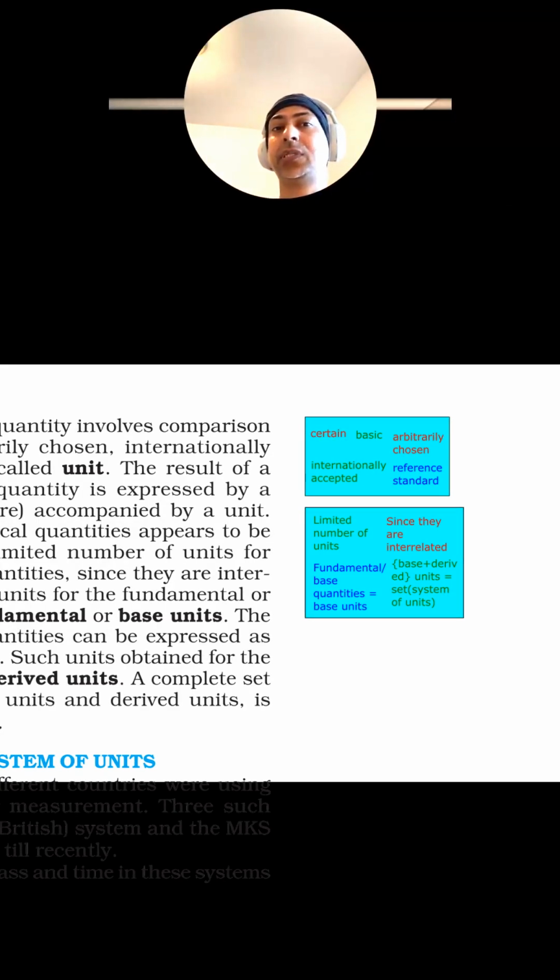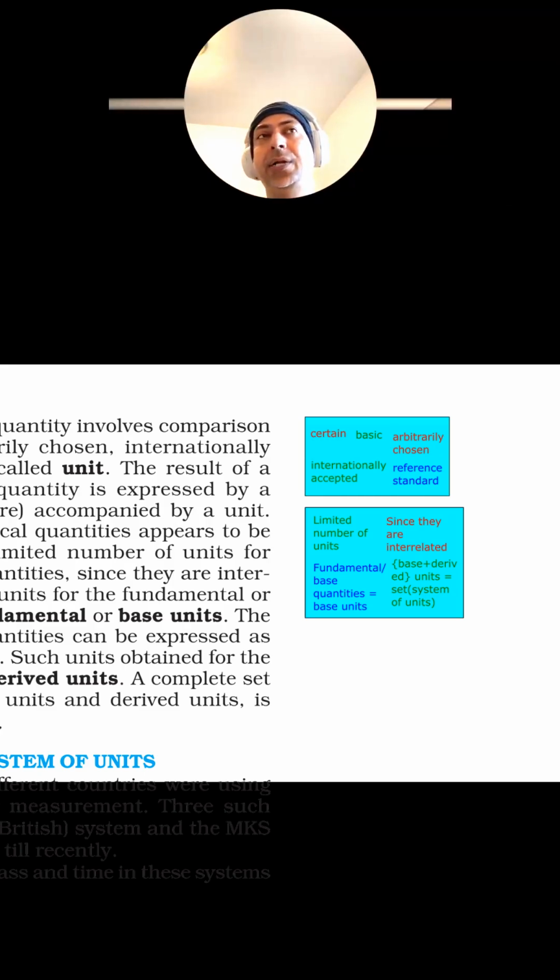Involves comparison with a certain. Certain, I have captured the word certain here. You see certain? Certain is important to understand the unit that we are defining here. This sentence is the definition of unit, right?